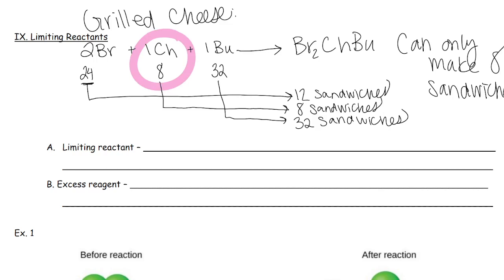Your limiting reactant is the one that limits the amount that you are able to make. So we call it limiting because it runs out throughout the course of the reaction, and then once you run out of that thing, you can no longer make your product. So your limiting reactant is going to be used up during the reaction. There is none left over. So if I make all 8 of my sandwiches at the end of this process, I have no cheese left over.